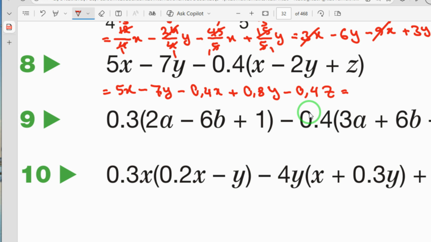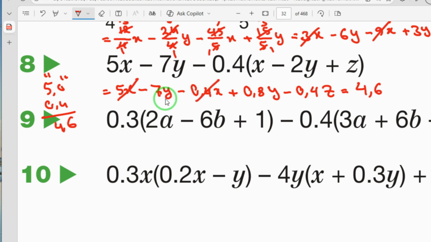Now we look for like terms here. We have 5x minus 0.4x. We subtract 5 minus 0.4. 0.4 remains, only 10 minus 4 becomes 6. We borrow here, remain 4. We remain here 5.6. 5.6. This one actually is subtracted by this one.